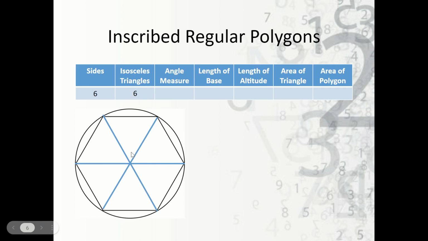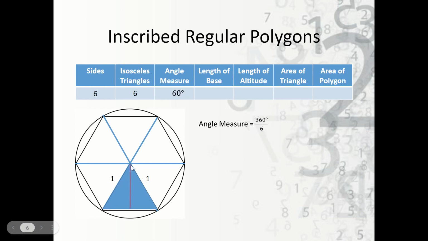Now, what's the angle measure? Well, we're going to take 360 degrees and divide it by the number of triangles. So we get 360 divided by 6, which is 60 degrees. Now we're going to find the length of the base. So we're going to pick out one of the triangles. We'll pick this one. And we know that each of these sides is 1 because we're working with the unit circle. So that means that each of the radii are 1.